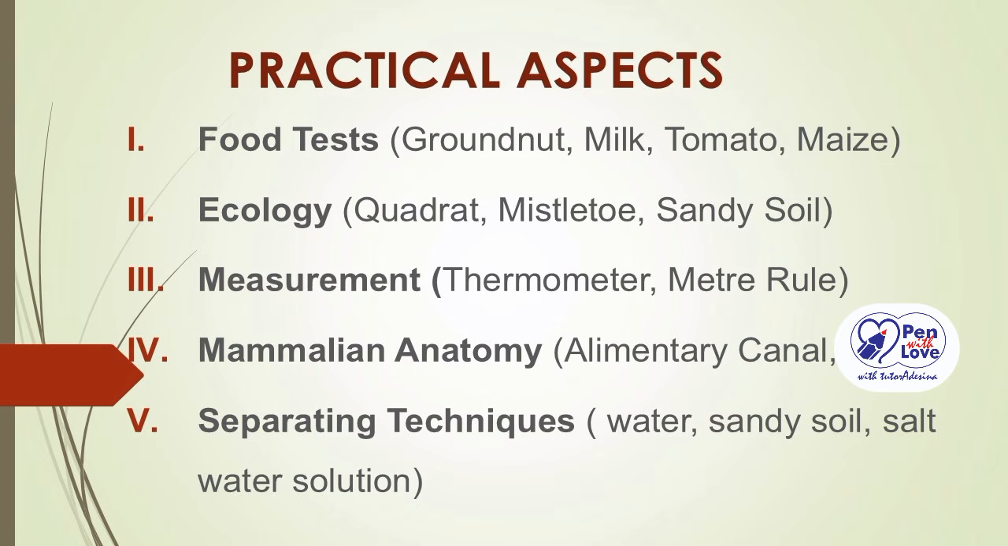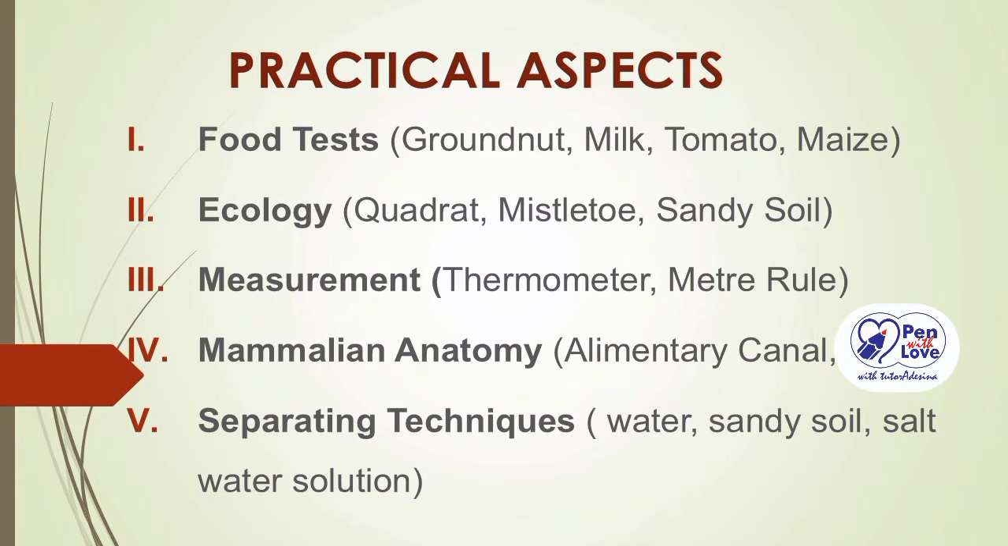And number 4, we suggest we look into mammalian anatomy, the alimentary canal given to us. Then we have separating techniques, because we have water given to us, we have sandy soil, we have saltwater solution. There may be a kind of mixture which we are going to need to separate.